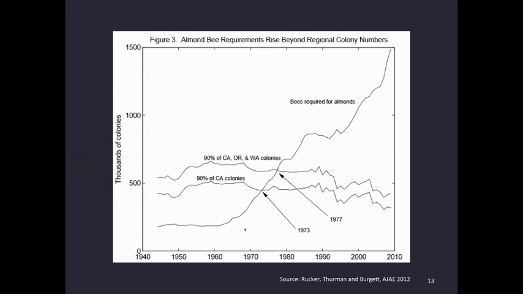As you can tell, in the mid-1900s, there was very little use of managed pollinators in almond production in California. Over time, this has risen to the point where regional and local honeybees can't meet the demand for pollination services in that area. This has created a regional and nationwide market for pollination services.